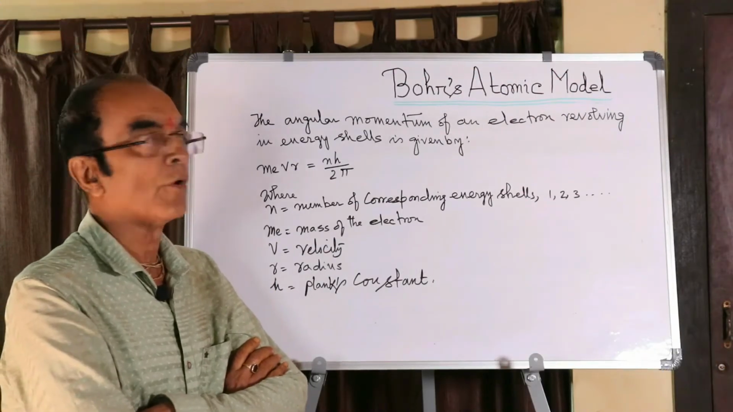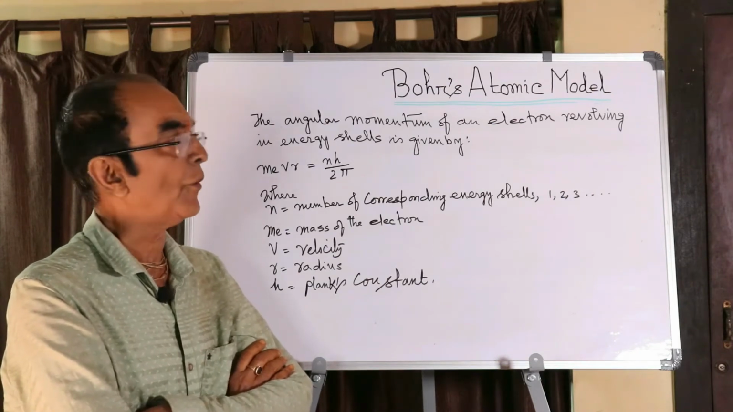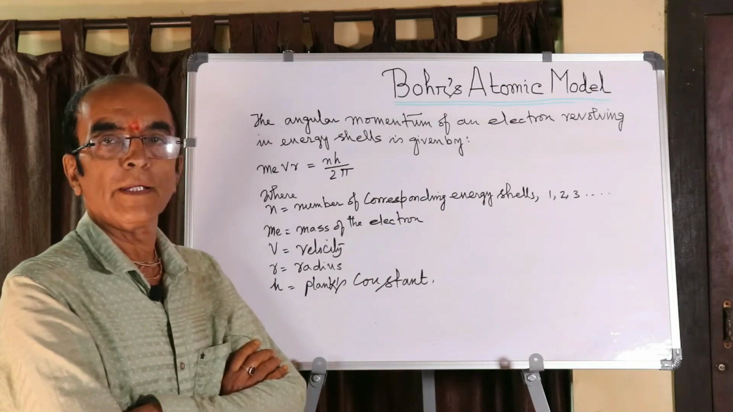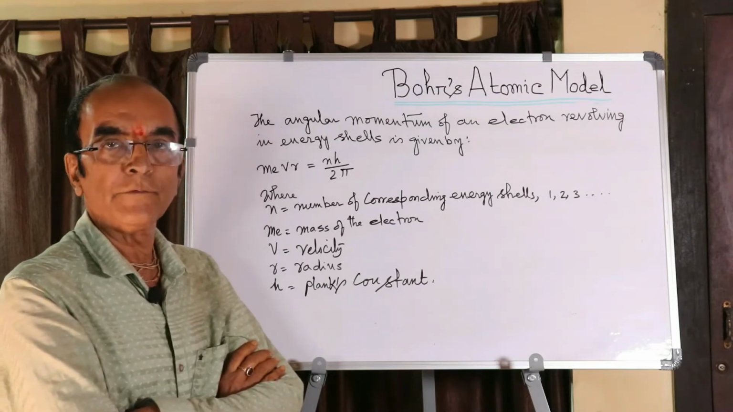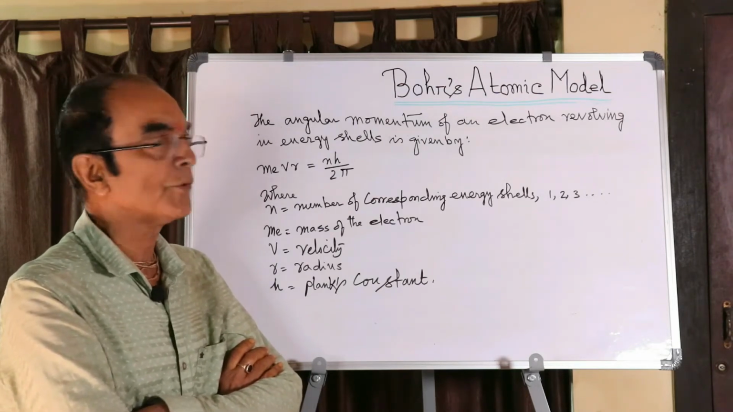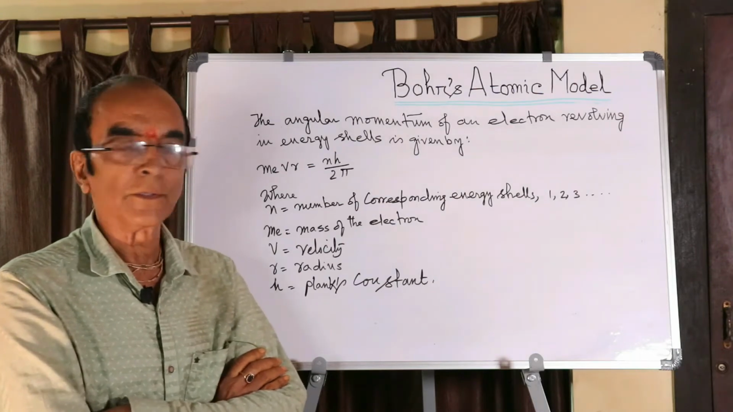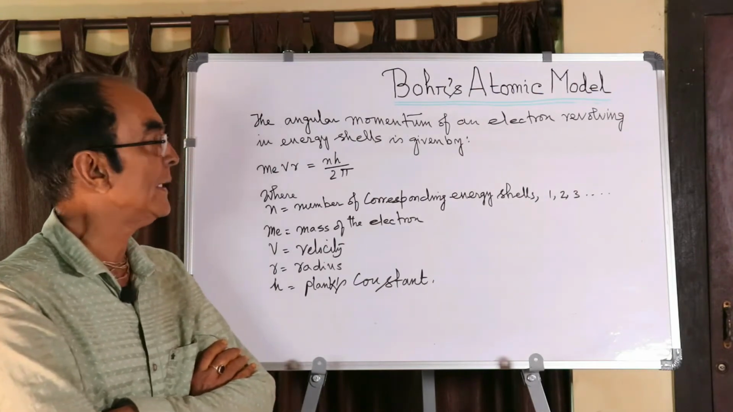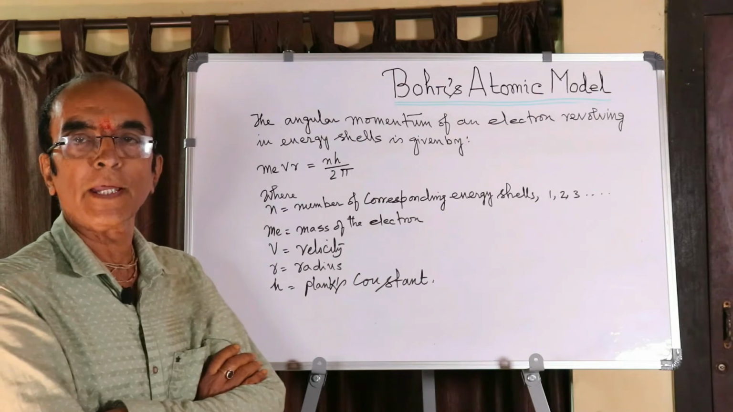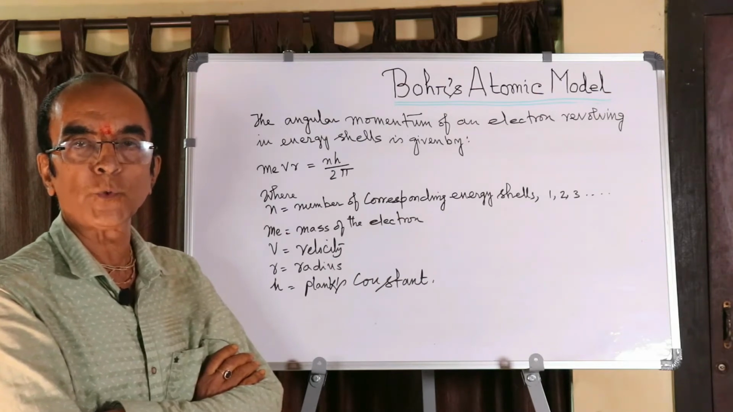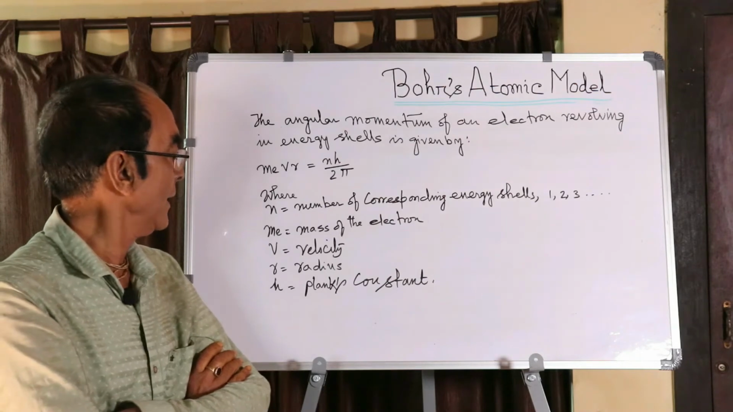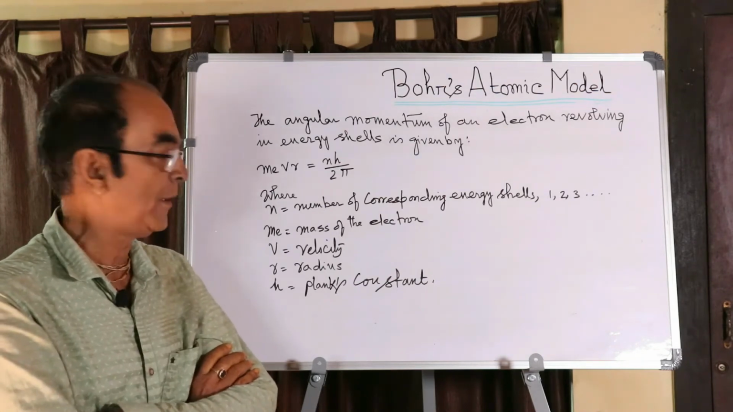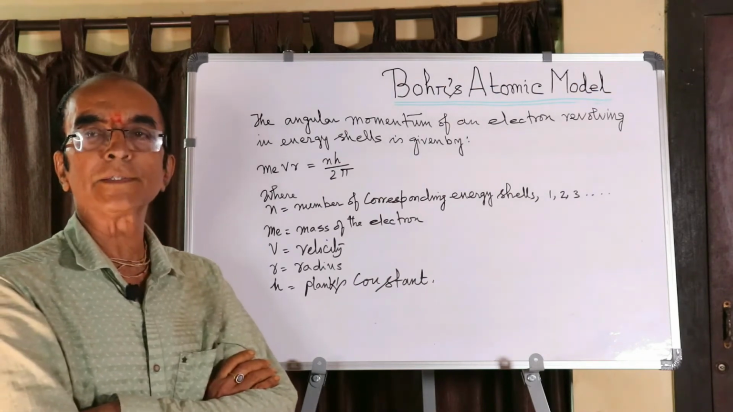The angular momentum of an electron revolving in an energy shell is given by m_e v r = nh/2π, where n is the number of the corresponding energy shell, that is 1, 2, 3. m_e is the mass of the electron, r is the radius, v is the velocity, and h is Planck's constant.